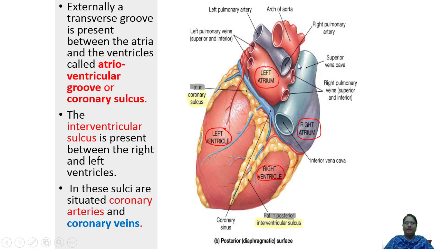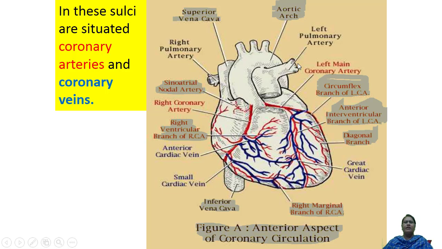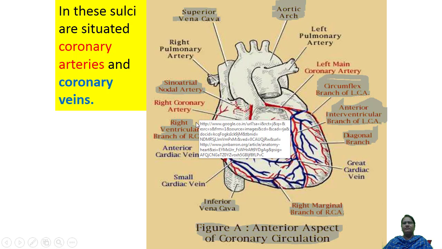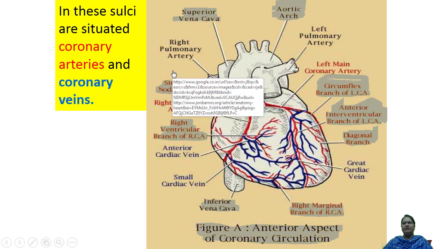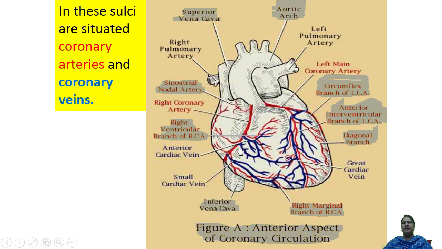Then next one. Now in these sulci are situated coronary arteries and coronary veins. Now you can see here superior vena cava. Now this sulcus in which the coronary veins and arteries are situated, you can see here.